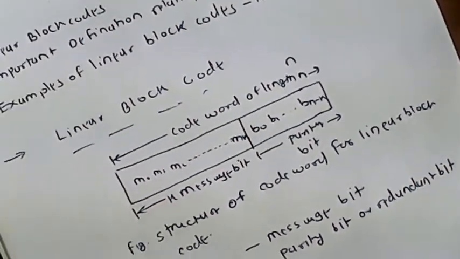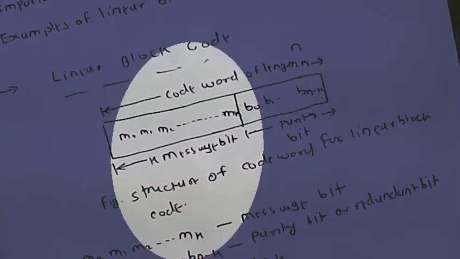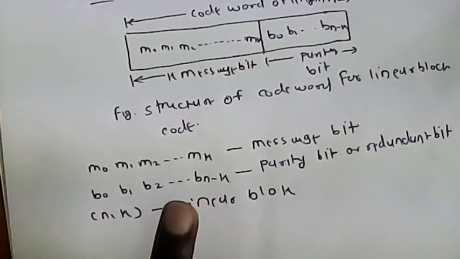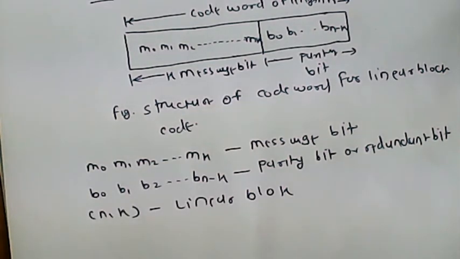From this figure we conclude that a code word consists of k message bits, denoted by m0, m1 up to m k minus 1, and n minus k parity bits, denoted by b0, b1, b2 up to b n minus k minus 1. The message sequence is linear block encoded to produce an n-bit code word, whose elements x0, x1 up to x n minus 1 are called the code word bits.